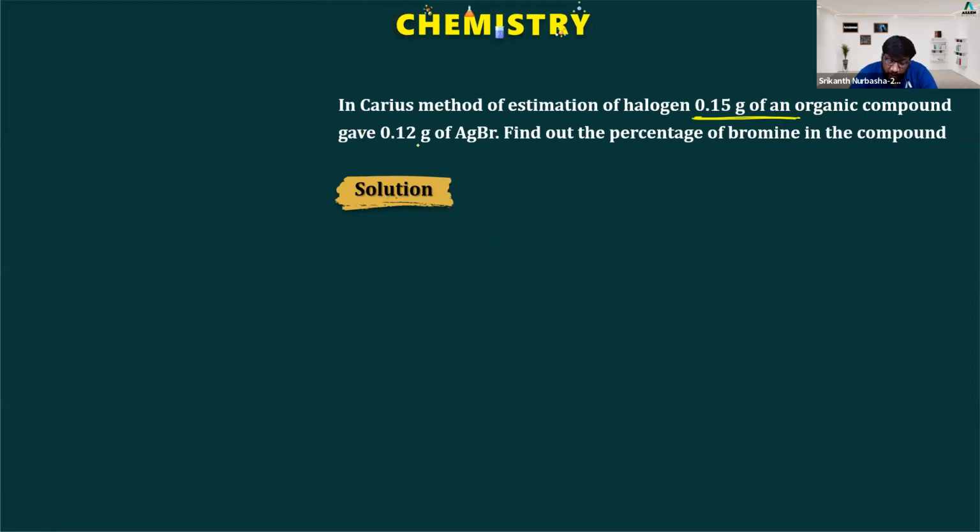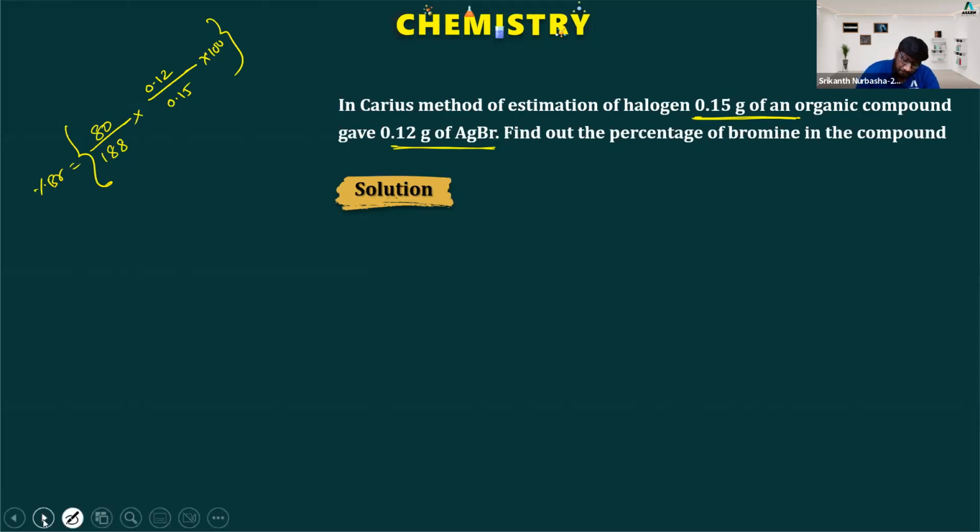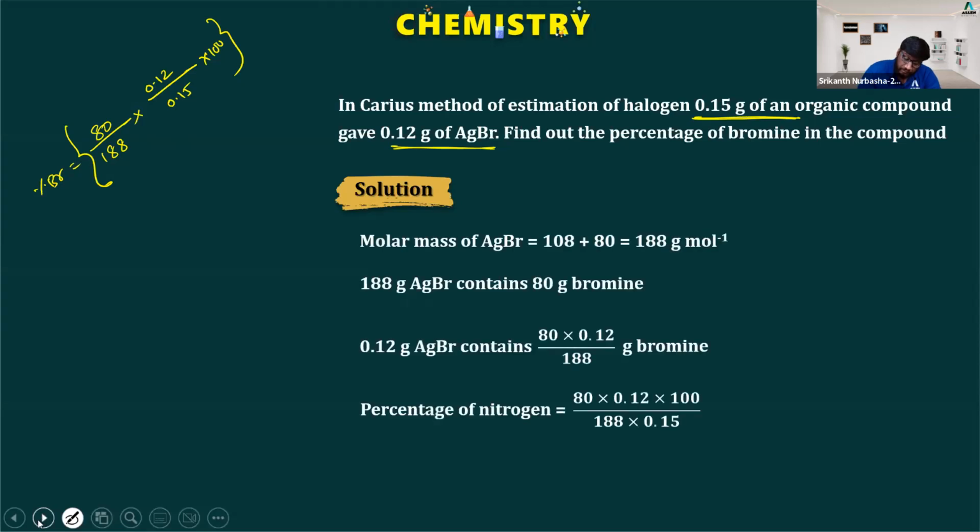0.5 gram of organic compound gave 0.12 gram of AgBr. Percentage of bromine is atomic weight of bromine by molecular weight of AgBr, 188, into weight of AgBr 0.12, divided by weight of organic compound 0.5, into 100. This is 80 by 188 into 0.12 by 0.5 into 100. Try to solve it and you will get the answer. When you solve it, you will get 34.04%. You can check the value.